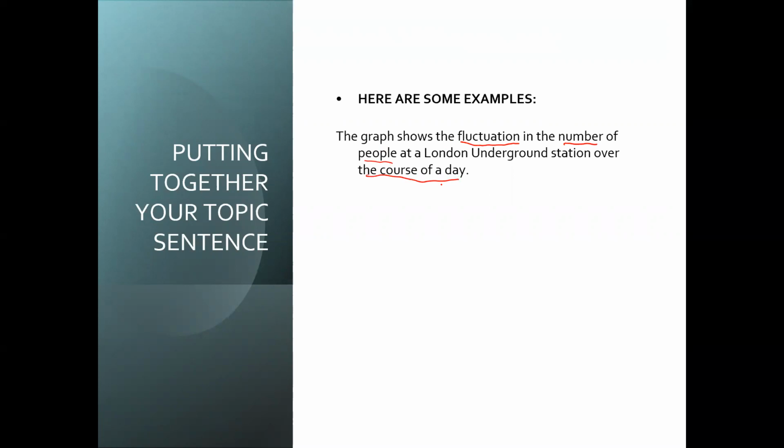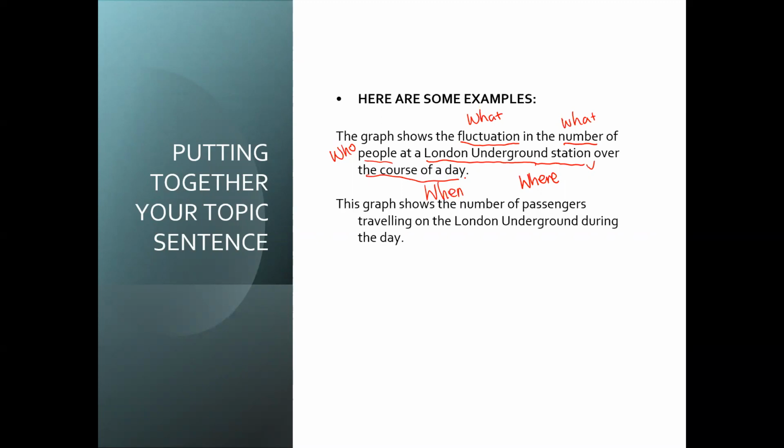So remember that your topic sentence must contain WH questions. So for example, this one is what, and then the number is also what, and then what number? People. So this one is who. Okay. And then London Underground, it is where, because we talk about the place, because we have stations here. Next one is the course of the day, so it is when. Get it?